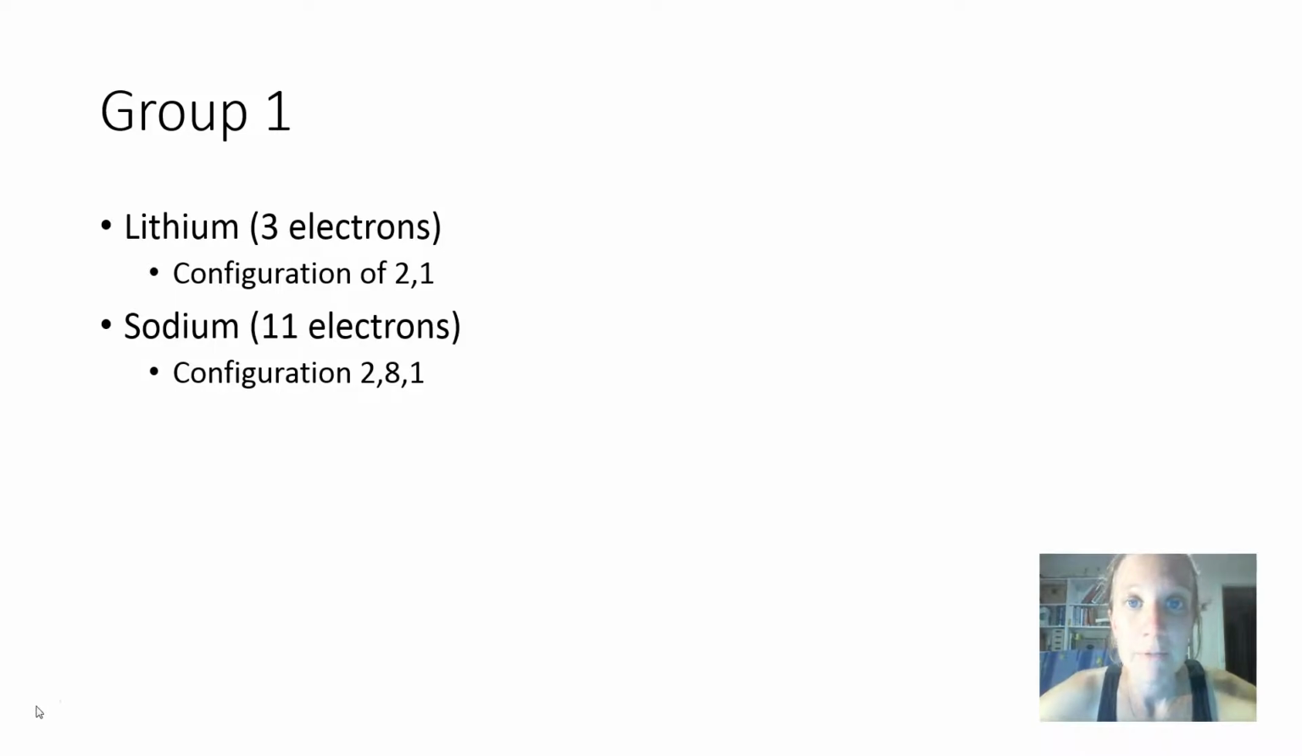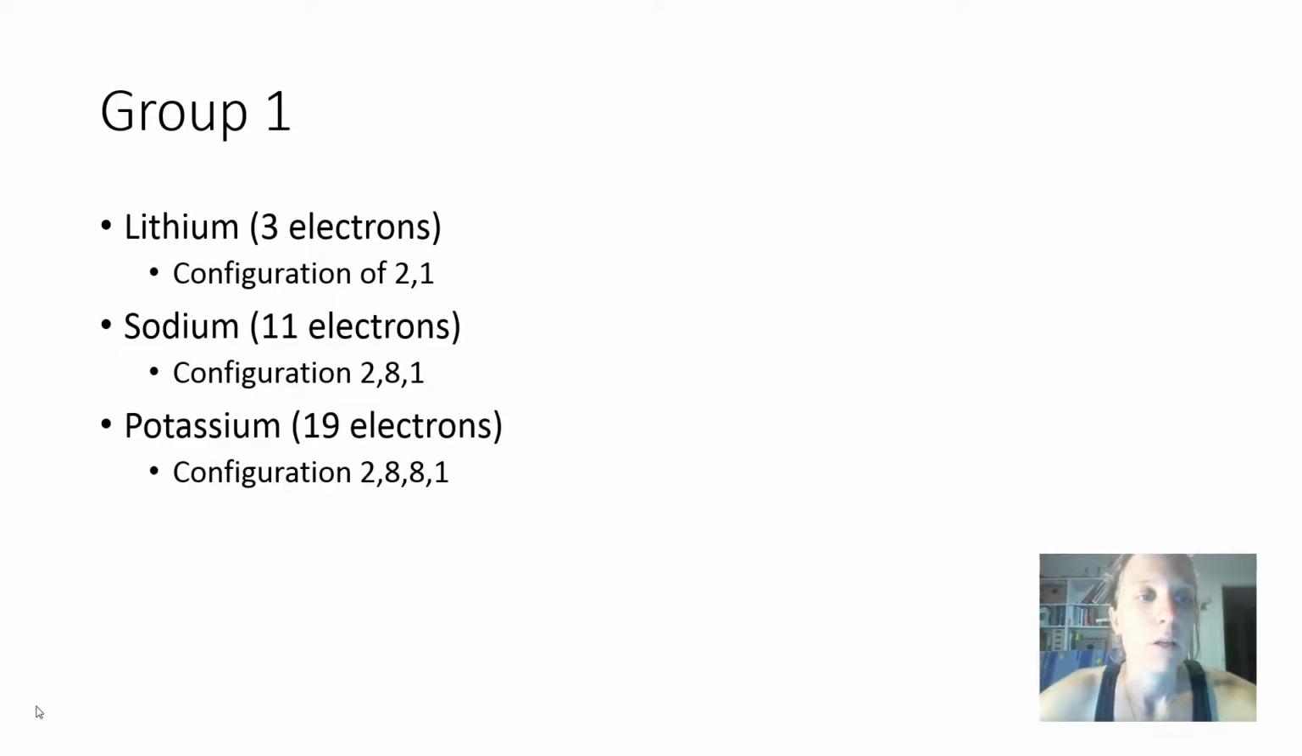Sodium has 11 electrons, giving it a configuration of 2,8,1, as long as we're talking about atoms, of course. Potassium has 19 electrons, giving atoms of potassium an electron configuration of 2,8,8,1.